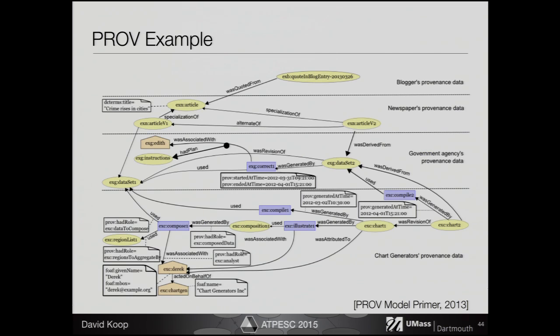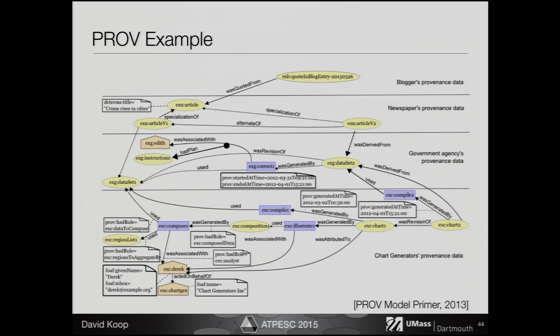So there's a lot more to PROV. There's a whole standard and a primer online at the W3C that you can go look at. There's a link later in the slides about this. But one interesting thing that comes out of this is you can have different views of who looks at the provenance at certain times.